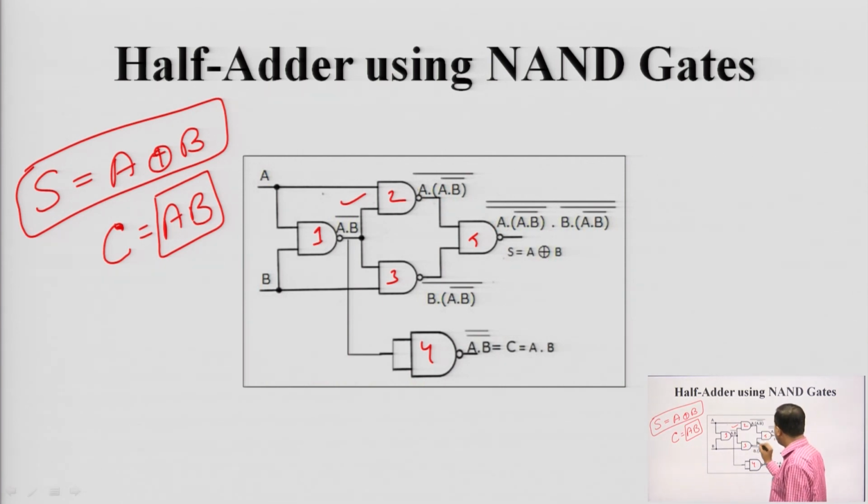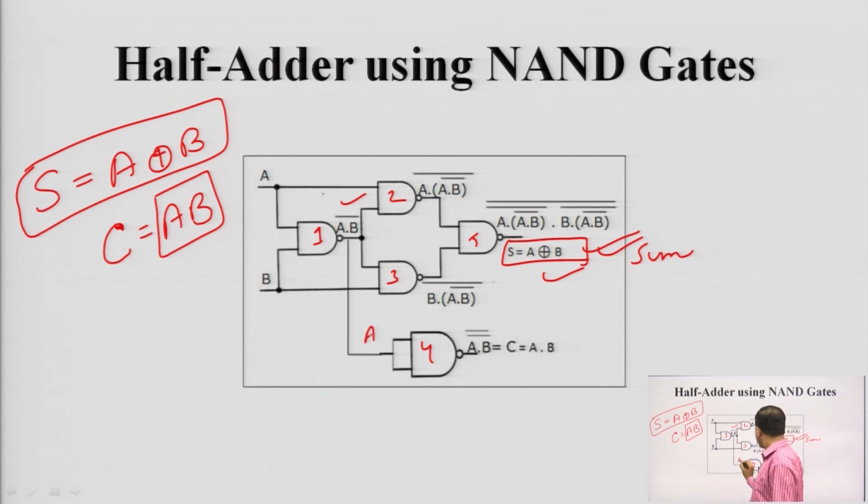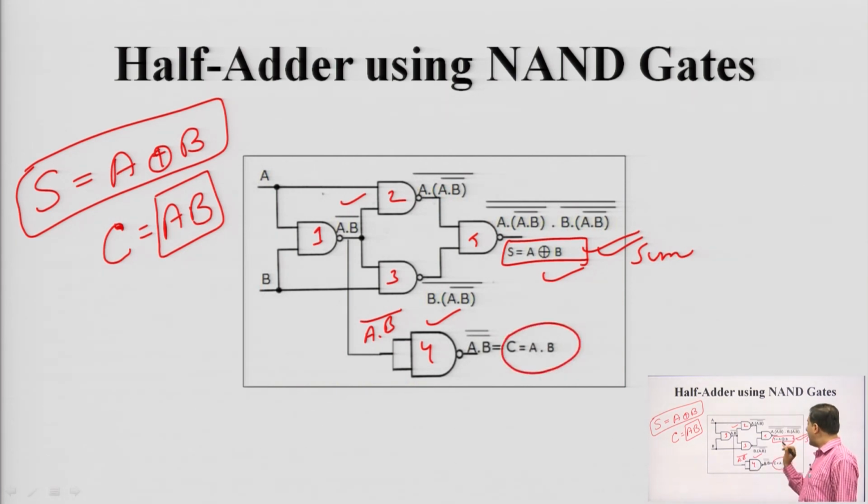Now we are putting this into the fifth NAND gate. The output will be this one, and by De Morgan's theorem this is nothing but A XOR B. We have got this as sum. For carry, A dot B bar, we put it through an inverter, which is nothing but an inverter in terms of NAND gate. We get A dot B double bar, so the carry is A dot B.